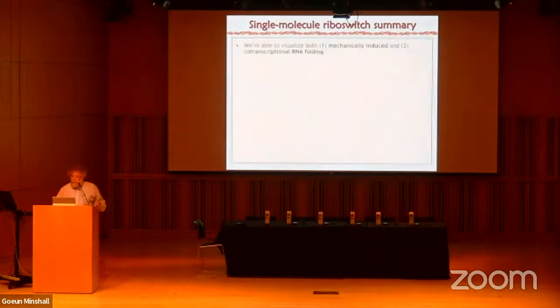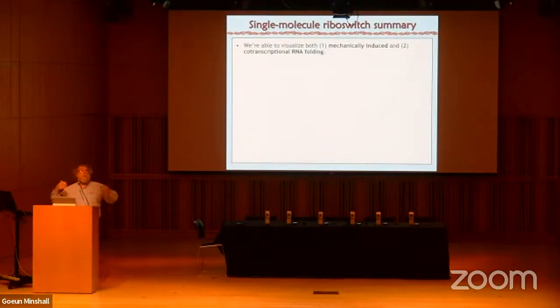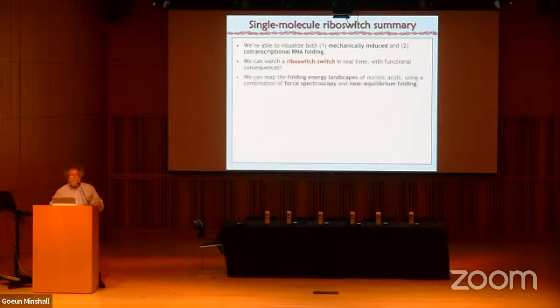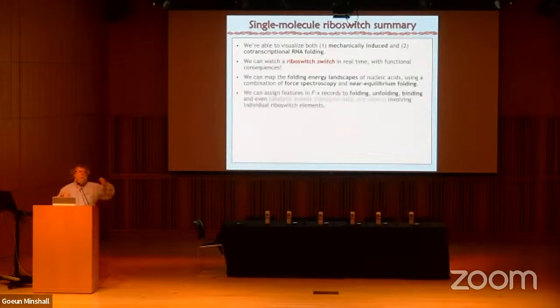So in summary, for single molecules, we're actually able to visualize both mechanically induced and co-transcriptional folding of RNAs. We can literally watch a riboswitch switch in real time with functional consequences. We can map folding energy landscapes, as you saw, of nucleic acids. And these days we can combine force spectroscopy, as this is being called now, with near equilibrium folding. We can assign features of these force extension curves to folding, unfolding, binding.